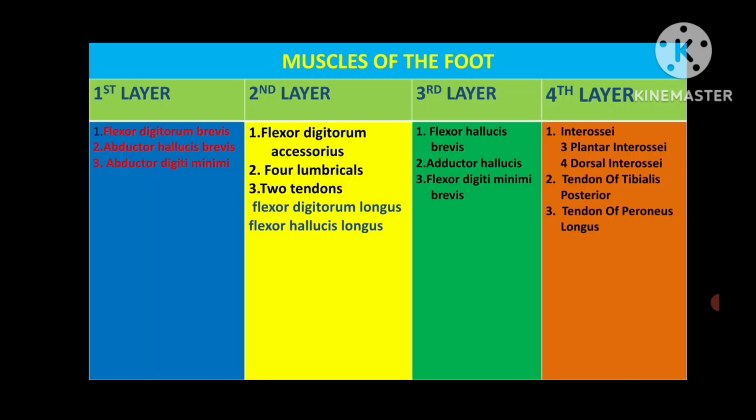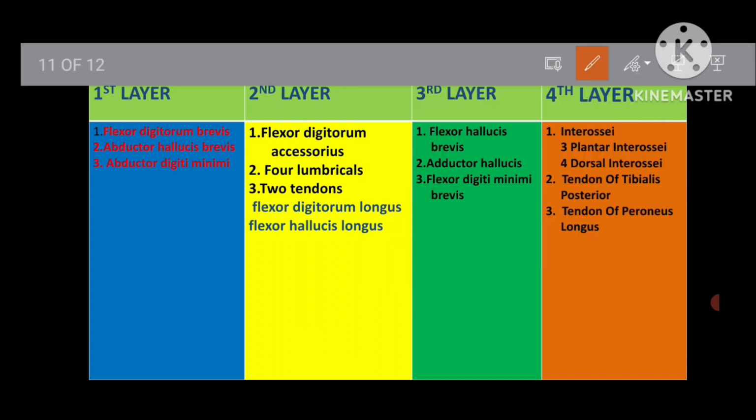Coming to the muscles of the foot, the muscles of the foot are divided into four layers. The first layer muscles are flexor digitorum brevis, abductor hallucis, and abductor digiti minimi. The second layer muscles are flexor digitorum accessorius, four lumbricals, and two tendons, flexor digitorum longus and flexor hallucis longus. The third layer muscles are flexor hallucis brevis, adductor hallucis, and flexor digiti minimi.